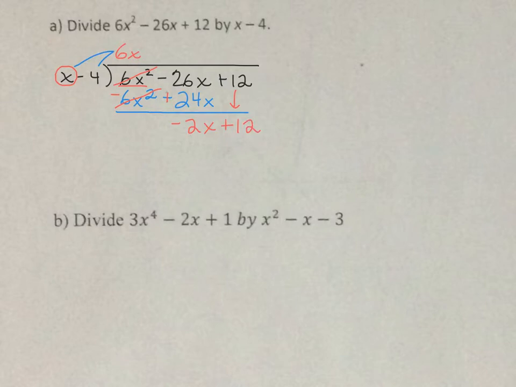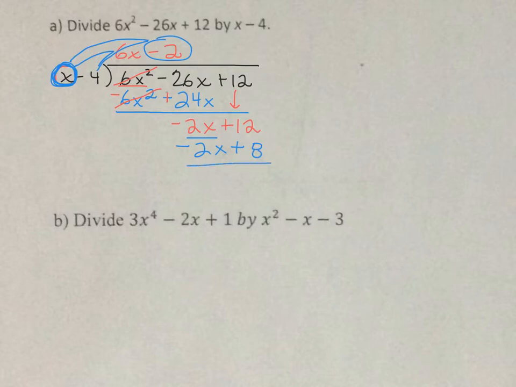Then you start over. So again, you're going to use this x right here to be the divider. And negative 2x divided by x is negative 2. So then you take this negative 2 and you're going to multiply it to both of these terms right here. And that's going to give you negative 2x plus 8. And then you're going to subtract. So negative 2x minus a negative 2x, and then 12 minus 8.